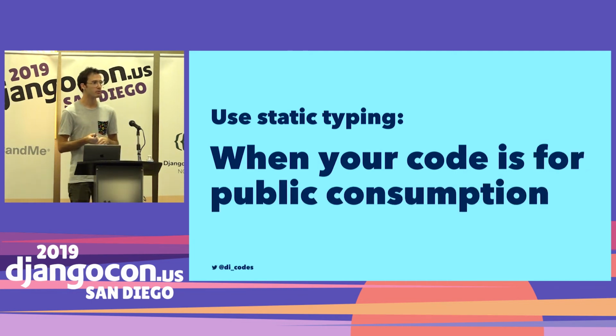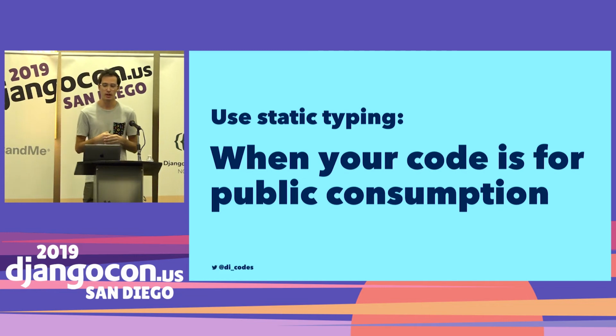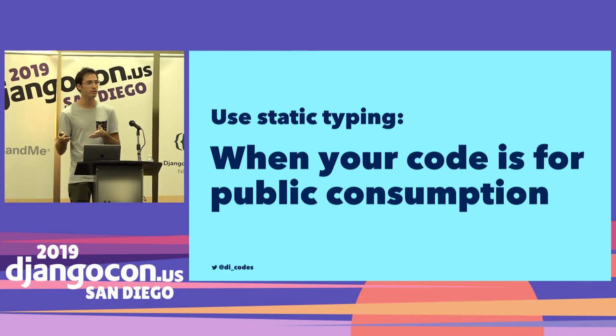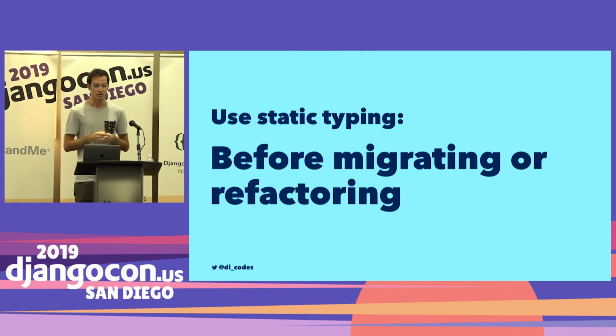You should use static typing when your code is for public consumption. So if it's a module you're going to put on PyPI, adding type annotations helps developers know how to use your API. It also helps your IDEs figure out how to do auto-completion and things like that. And also, if your users are doing static typing in their code and they want to use your library, they're going to love it, because the static typing is going to be available to them as well for your code.